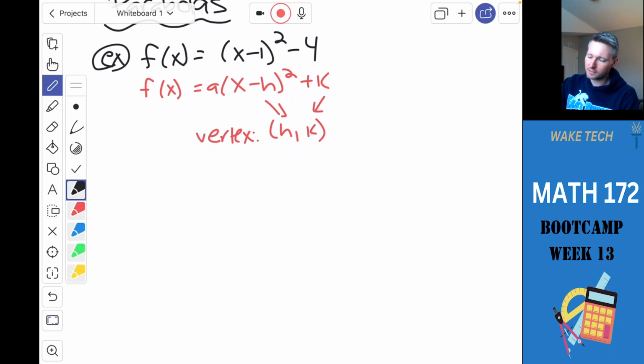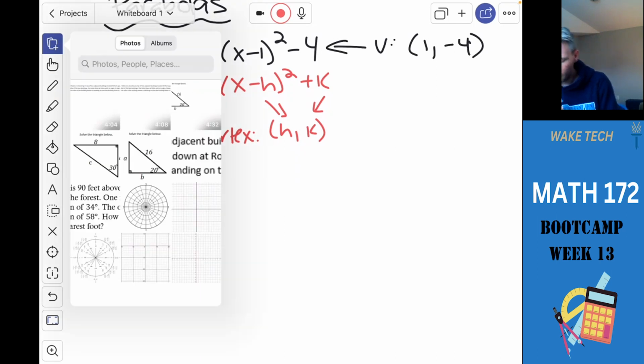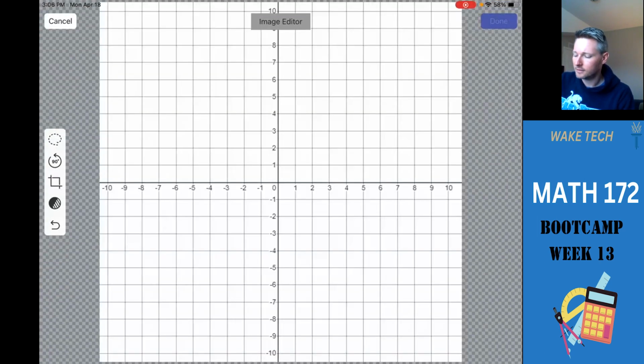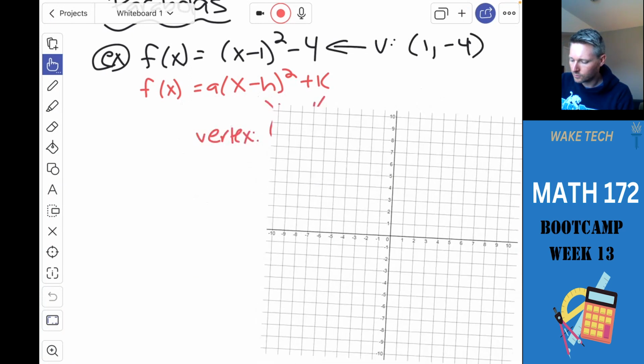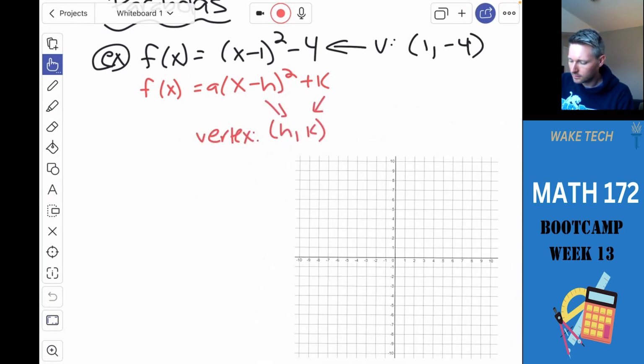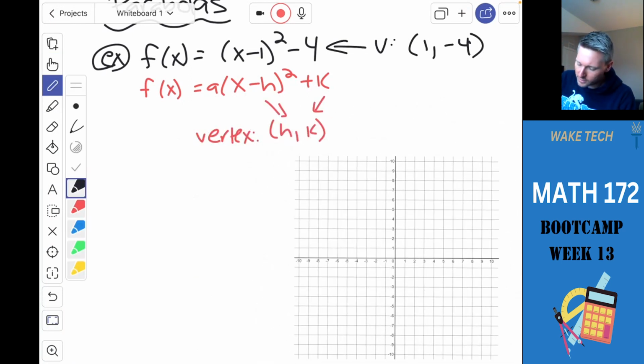So let's use the function from above, the one there in black. The one thing we can identify is the vertex, and it's at the ordered pair 1, -4. So if we're going to create a graph, we'll start there. So the point 1, -4 is our vertex. And then back in 171, there are lots of different ways to get additional points on the graph, but one of the ways was to identify a pair of symmetric points.